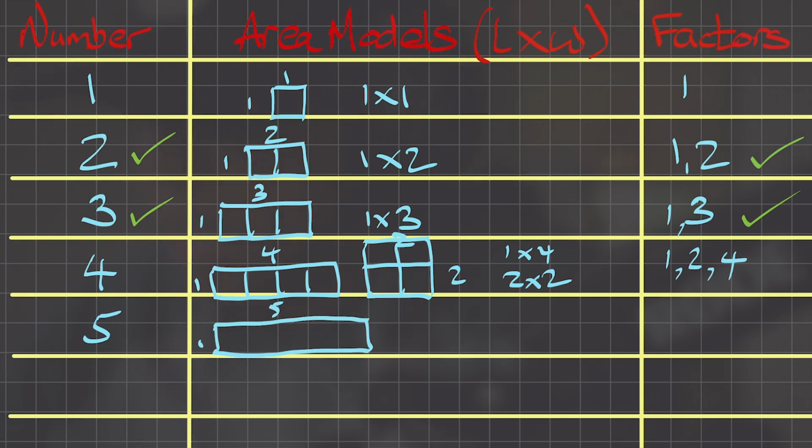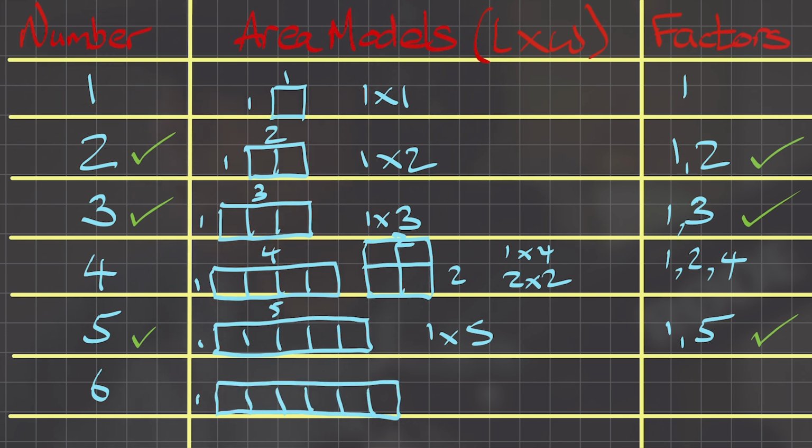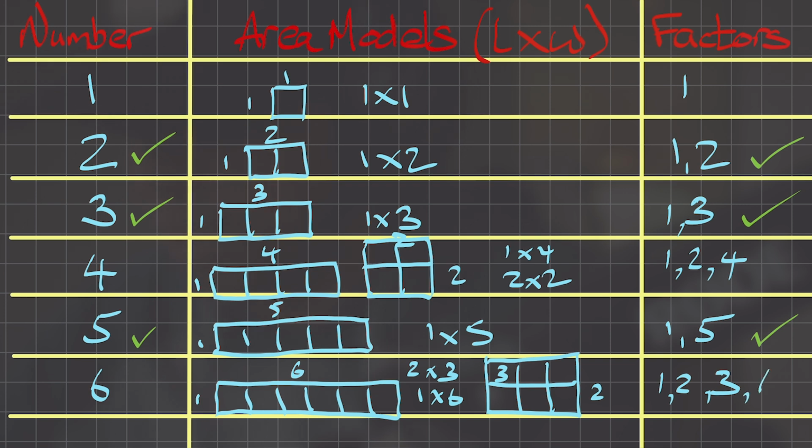5 is odd. It's a 1 by 5 area model. The expression 1 times 5 lists the two factors 1 and 5. 5 is a prime number, only two factors, 1 and itself. 6 is even. It's got a 1 by 6 array listing the factors 1 and 6. However, it also has a 2 by 3 array, meaning that the factors 2 and 3 make it a composite number. 1, 2, 3, and 6 are its factors.